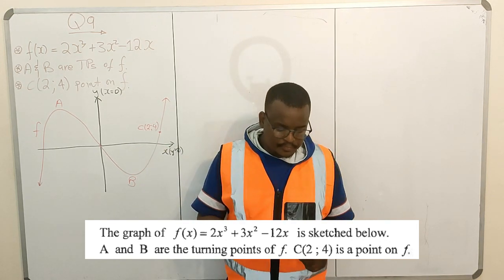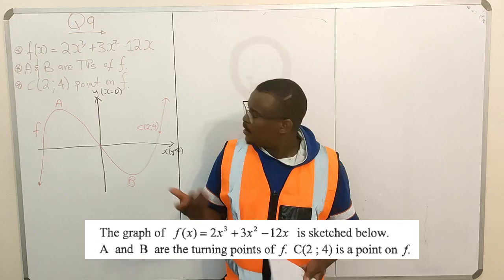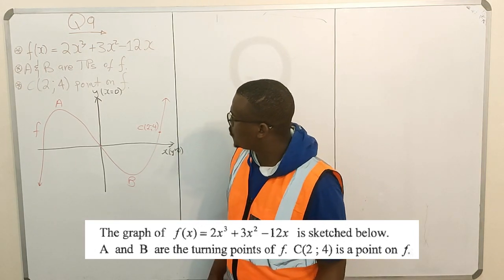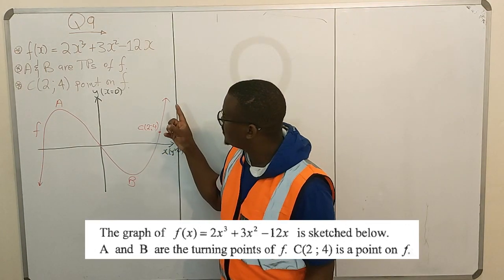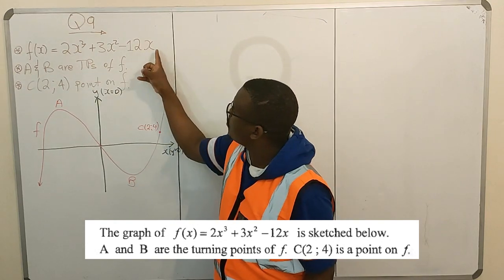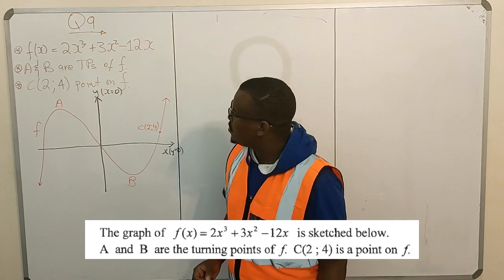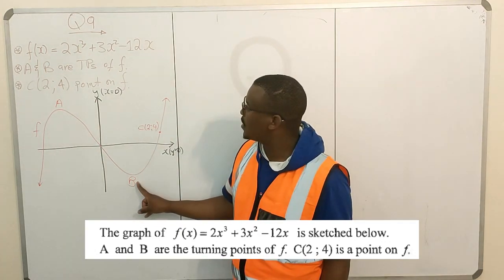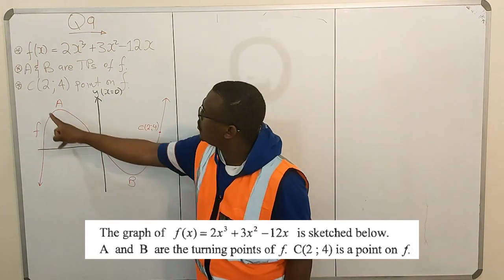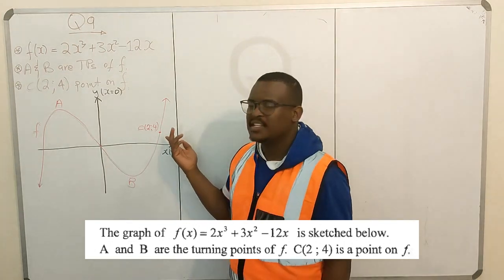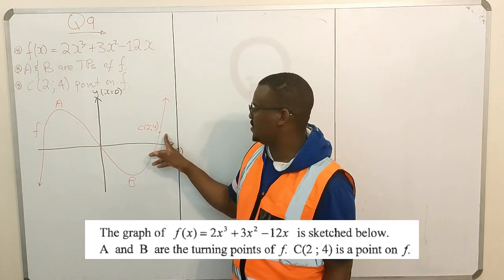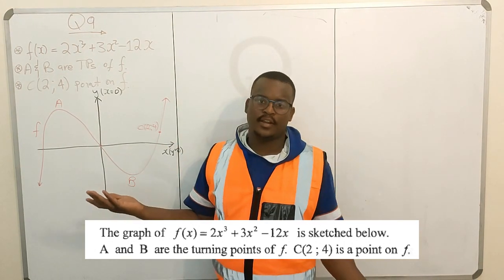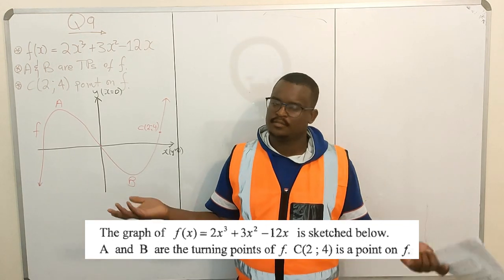Okay. So I don't think I need to explain this. So you have a cubic function here. You are given the equation of your cubic function to be that. And then you are told that A and B are the turning points of this cubic function, and you're told that C is some point on this function f. So here's C. Straightforward. It doesn't need to be analyzed.